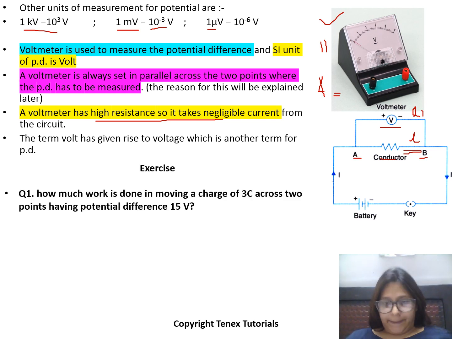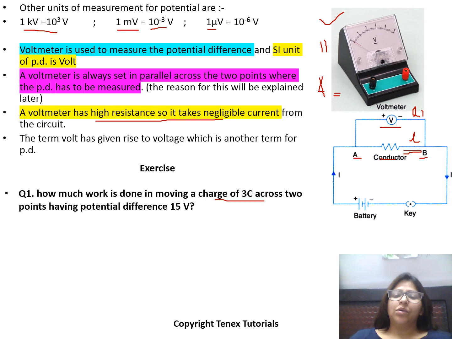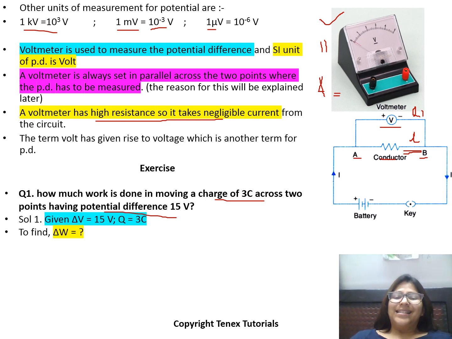Okay guys, so let us now do a few numericals, and let's move forward with this concept. The first question is: how much work is done in moving a charge of 3 coulomb across 2 points having a potential difference of 15 volts? Let us see what is given to us in this question. It is given that the potential difference is equal to 15 volts. The amount of charge is equal to 3 coulomb. We have to calculate the total work that is being done over here.